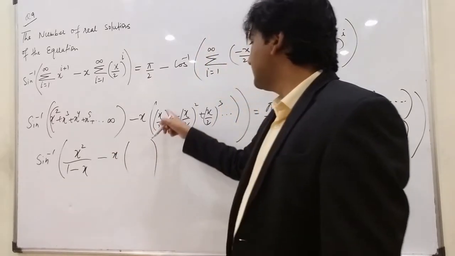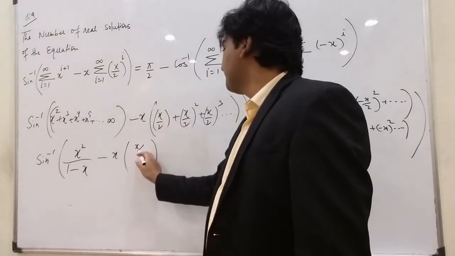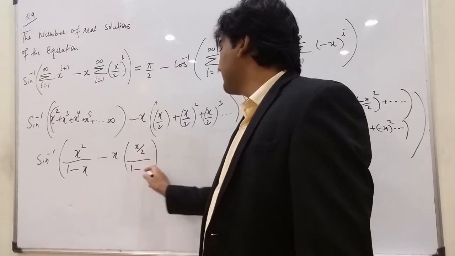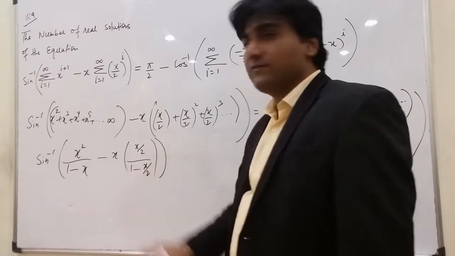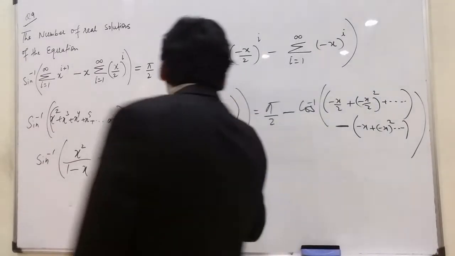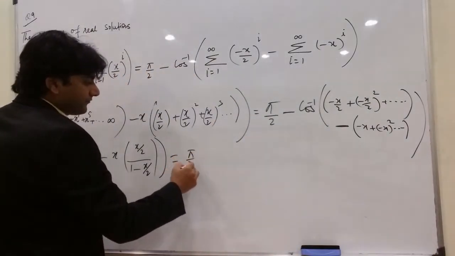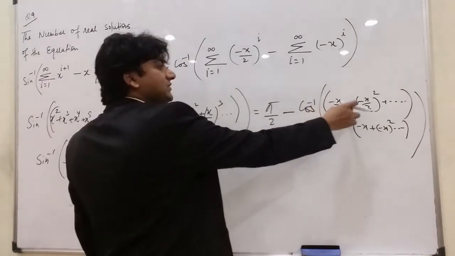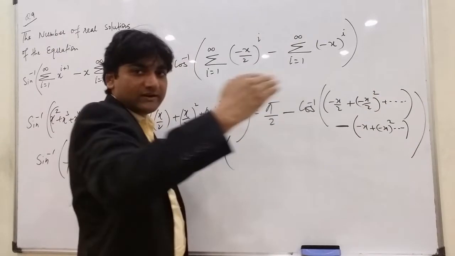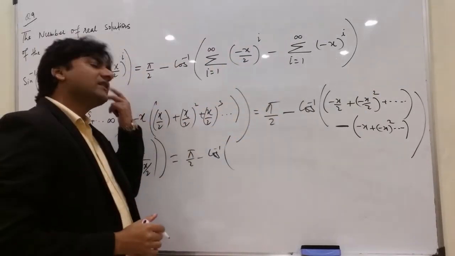Now we have to solve this. The first term is x by 2 over 1 minus r. R is also x by 2. So sine inverse is completed, equals pi by 2 minus cos inverse minus x by 2, and this is minus x by 2 whole square. Similarly it goes like that.